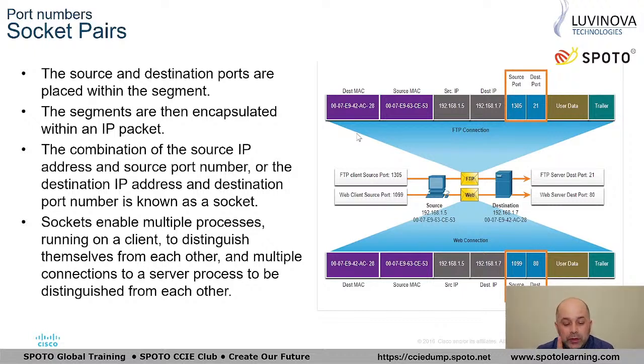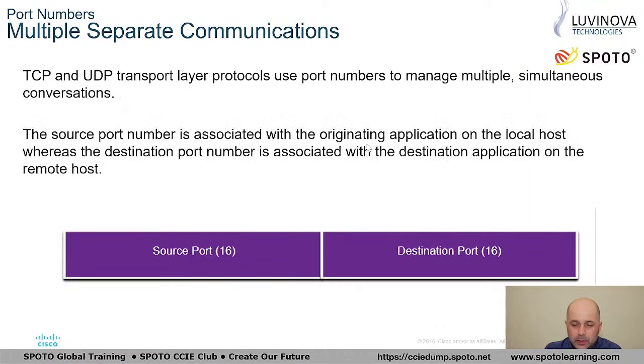Sockets enable multiple processes running on the client to distinguish themselves from each other, and multiple connections to a server process to be distinguished from each other. But what is most important? So continuing with the source port numbers and destination port numbers, there is a variety of those ports. Let's take a look.